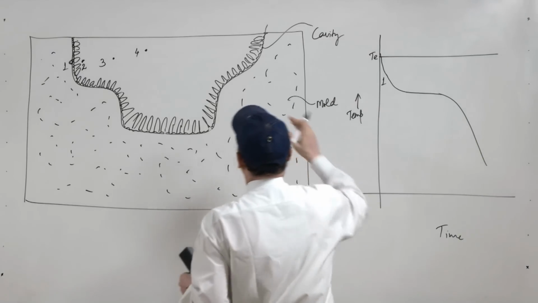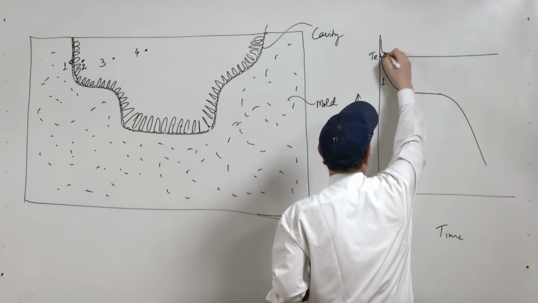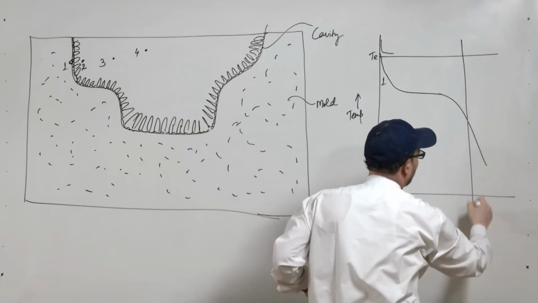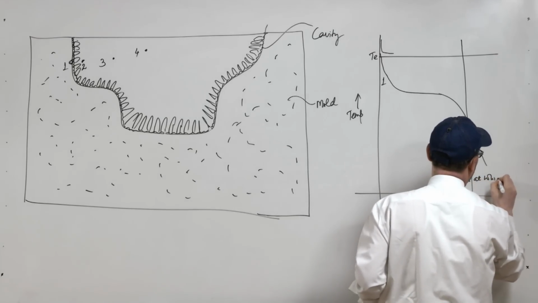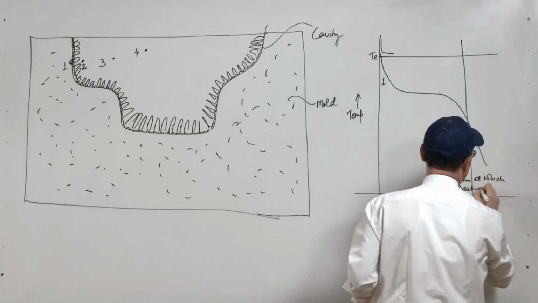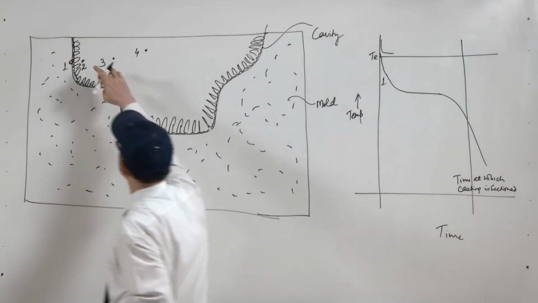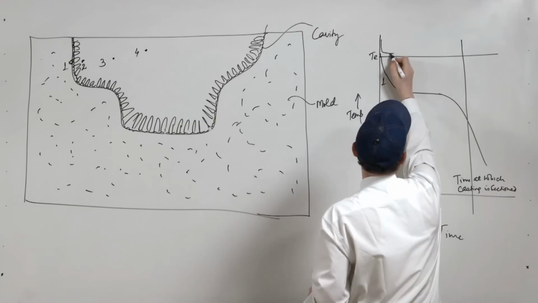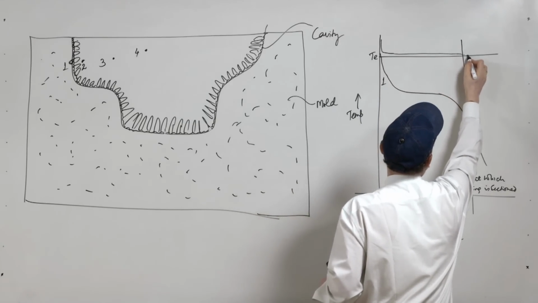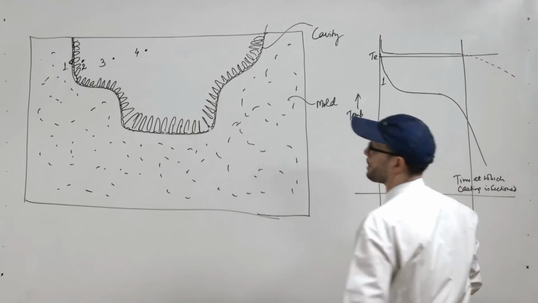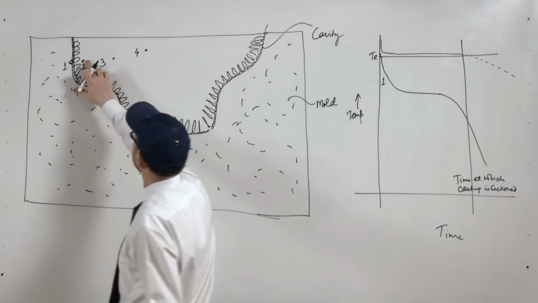If we take the point here, the temperature has just come, and suppose this is the time at which the casting is sectioned. At this point it is yet to solidify. This temperature is still coming down, and after that it is supposed to cross this point temperature. So solidification still has not taken place, but it will in a certain time.